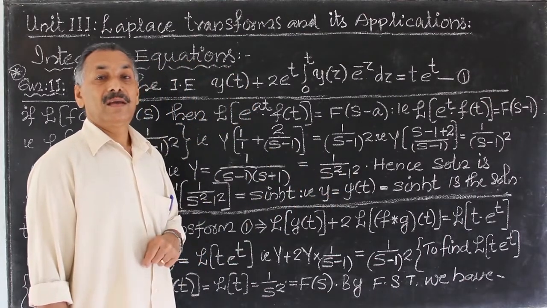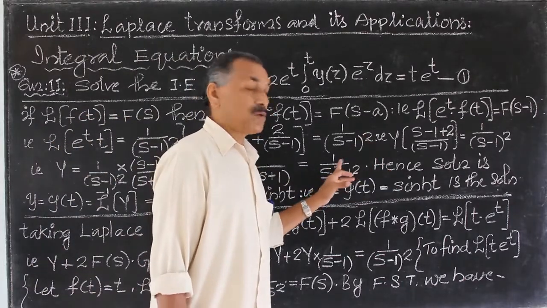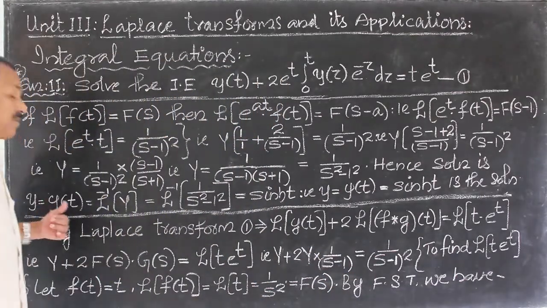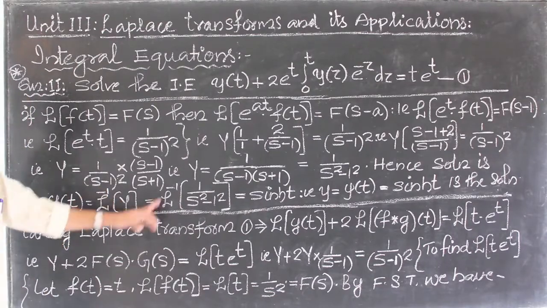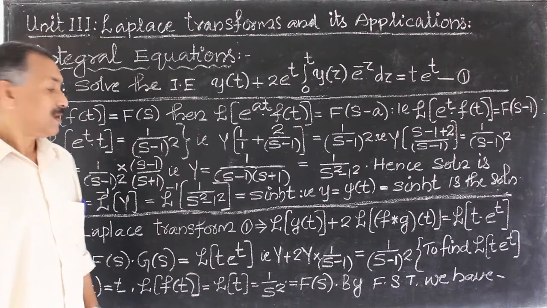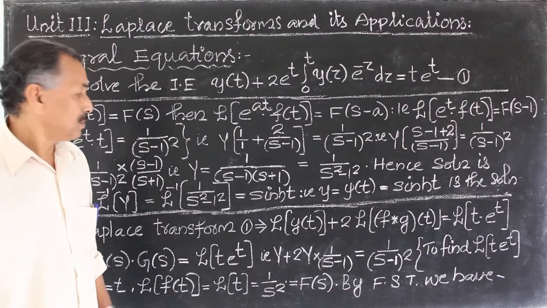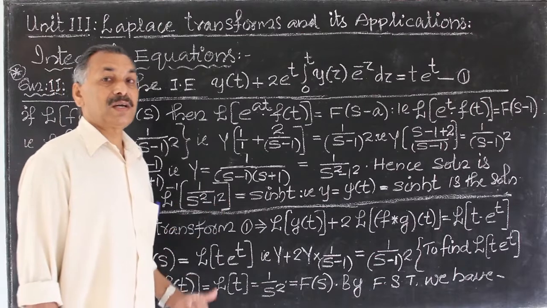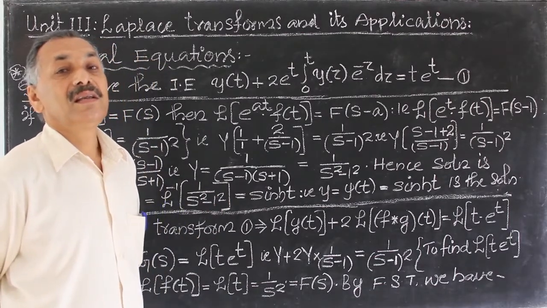Okay. Then what is the Laplace? Y is equal to 1 divided by s square minus 1 square. Hence solution is, what is solution? y of t is equal to Laplace inverse of capital Y, that is Laplace inverse of 1 divided by s square minus 1 square. Is equal to sin ht. What is a divided by s square plus a square? Laplace inverse of a divided by s square plus a square is sin at.